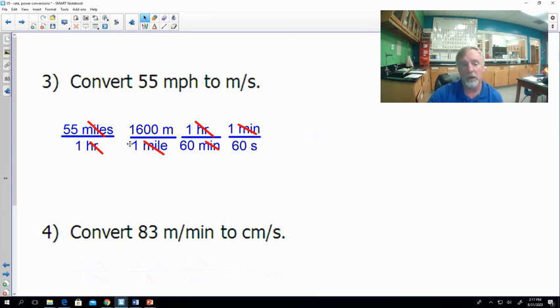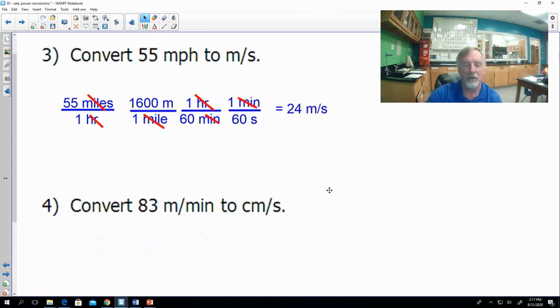Let's put that into our calculator. 55 times 1600. We're going to multiply that out. We're going to multiply the 60 times 60. And we're going to divide those two results by each other. So 55 times 1600. Then we're going to divide it by 3600, our answer. And you'll come up with 24 meters per second.